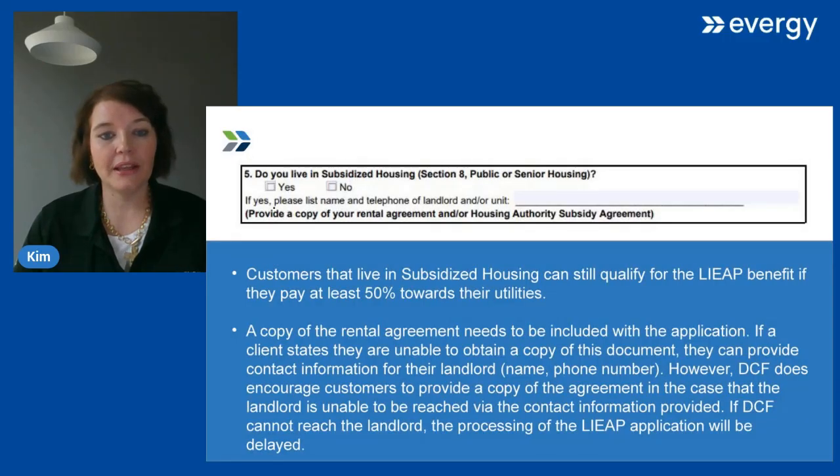If you currently live in subsidized housing, you would mark yes and provide a copy of your rental agreement as well as the name and phone number of your landlord. You must pay at least 50% towards your utilities to be eligible for LEAP assistance. If you do not have a copy of the rental agreement, you can provide a contact info for your landlord. However, if DCF needed to contact your landlord and could not, it could delay processing of your application.